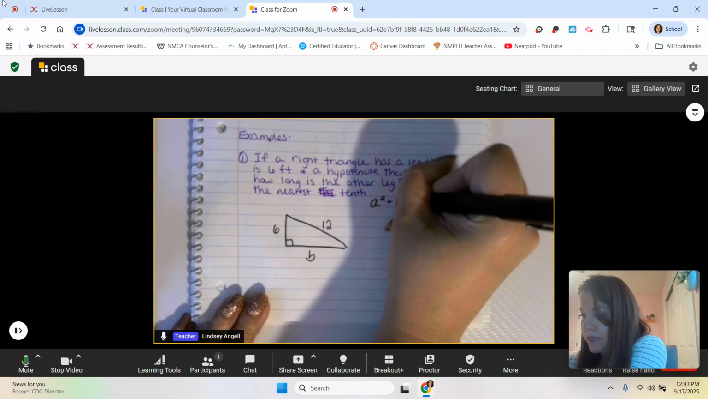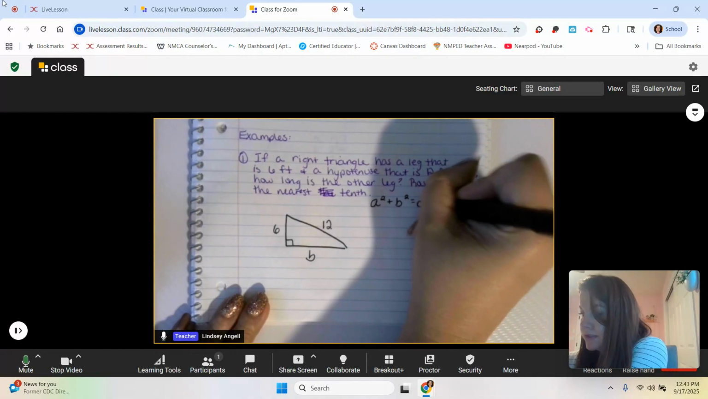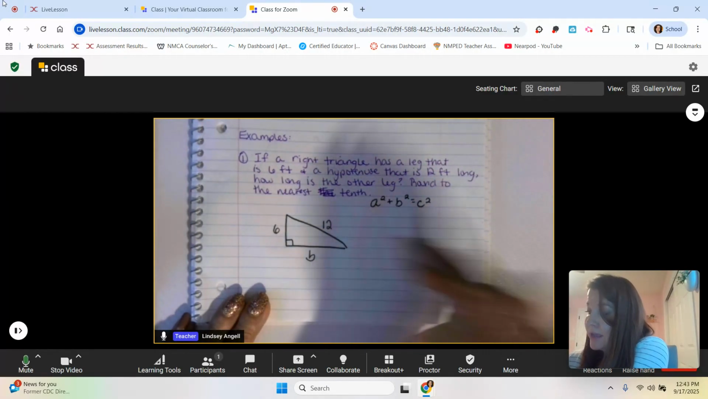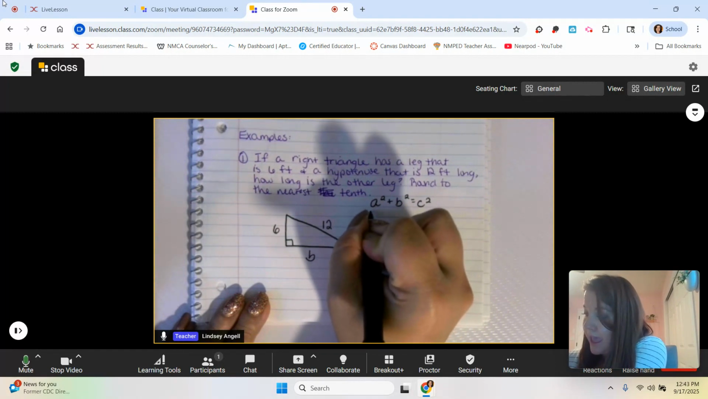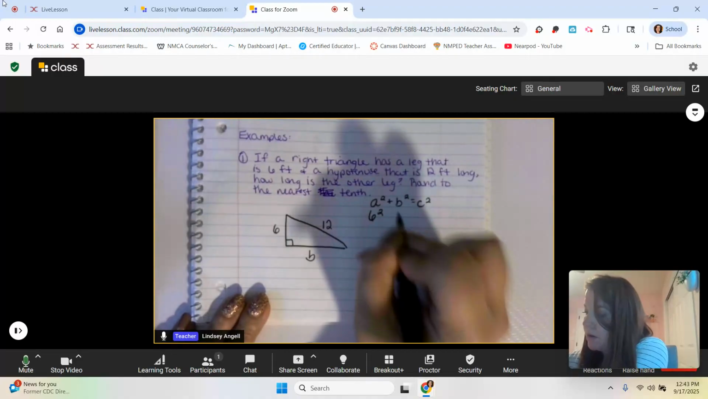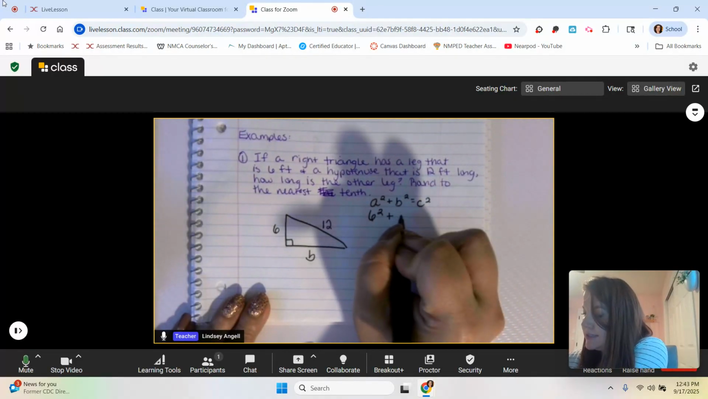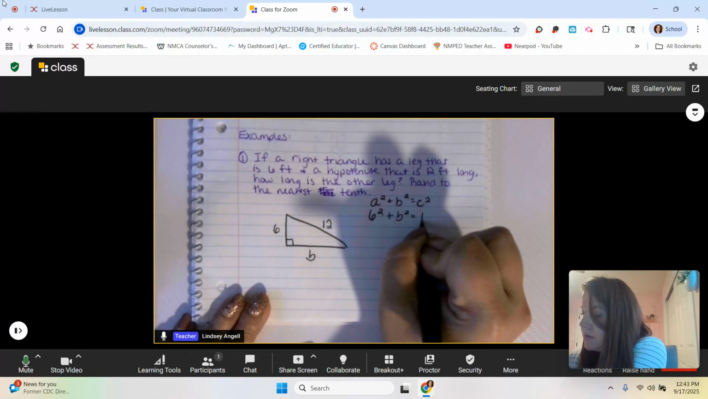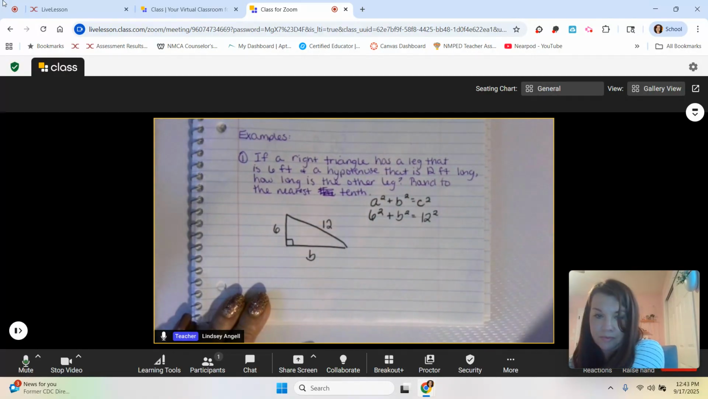A squared plus b squared equals c squared. Well, I know one of my legs. I'm saying that I know A. It doesn't have to be A; it could have been B, but that's where I wrote it. So I know A is 6, so I have 6 squared plus b squared equals 12 squared.